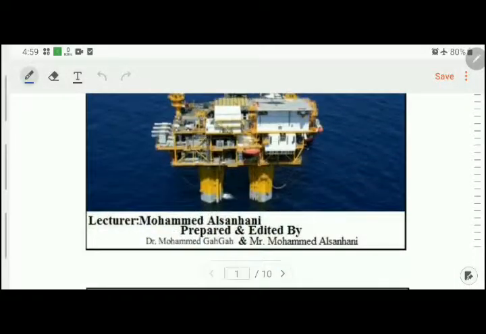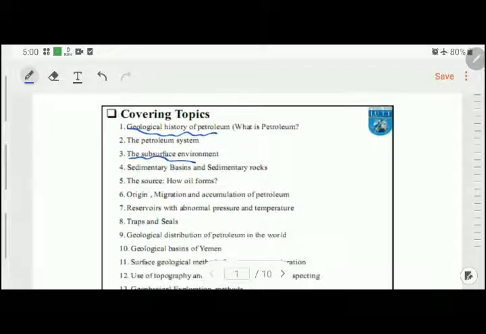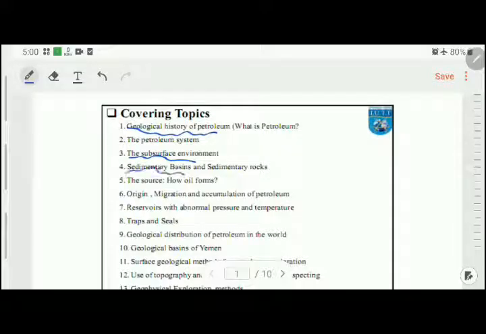So we have covered in the first lectures the geological history of petroleum. This is the start of chapter 1, and then we moved to the petroleum system and the subsurface environments. And then we talked about the sedimentary basins and the sedimentary rocks. From chapter 3, we reached the source of generation of petroleum. How does oil form?